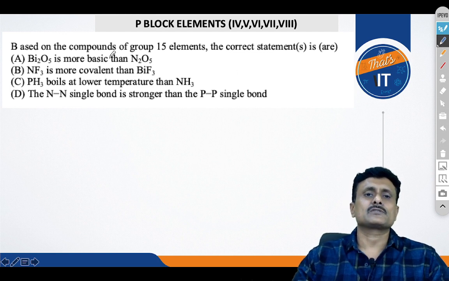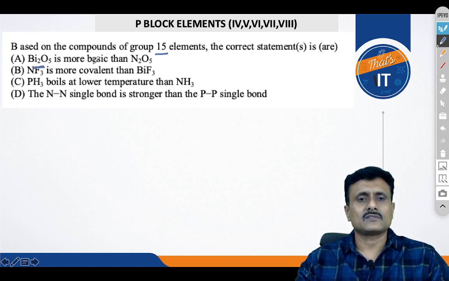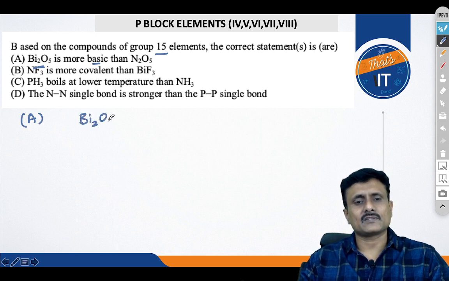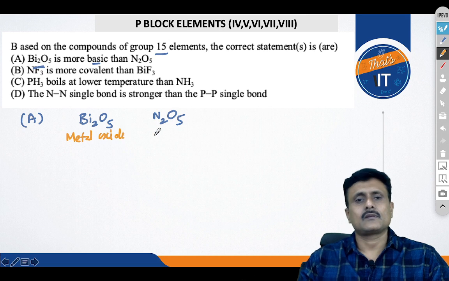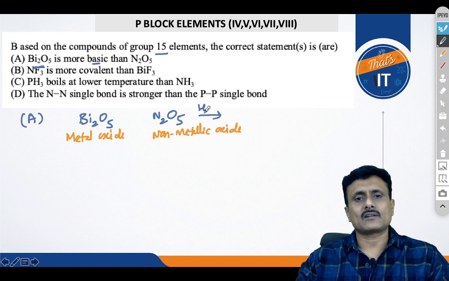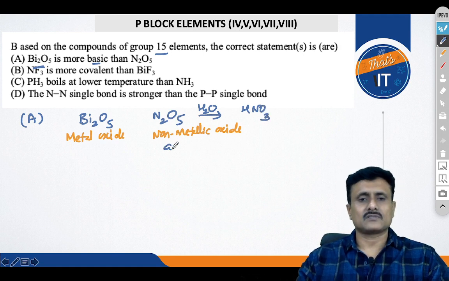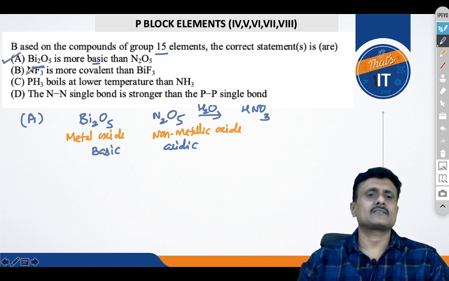Relatively easy. Based on the compounds of the 15th group, the correct statements are asked, right? So this is about the basic strength. Option A, if you see carefully, Bi2O5, bismuth is a metal and nitrogen is a non-metal. You know that metallic oxides are basic in nature. You know, N2O5 when dissolved in water gives rise to a very strong acid, that is HNO3. Therefore, this is acidic, isn't it? So this is by nature acidic, and this is basic. So option A is correct.